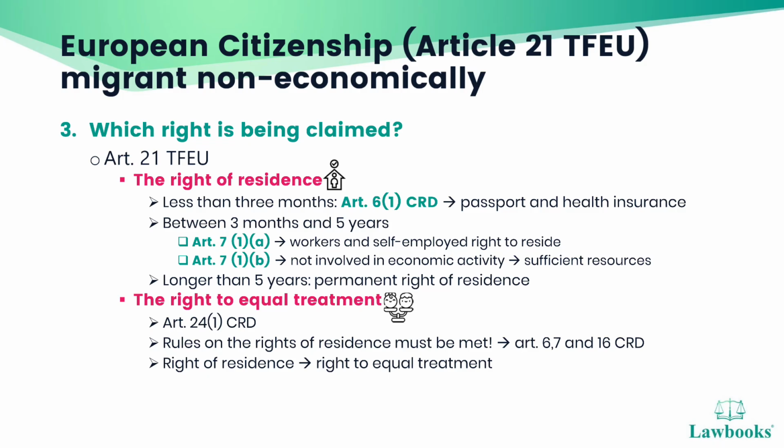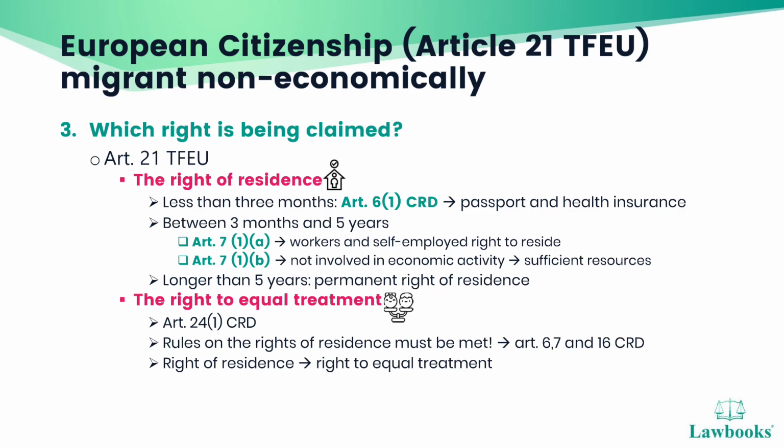But if we are claiming the right to equal treatment, dus gelijke behandeling, then we're looking at Article 24, paragraph 1 of the Citizens' Right Directive. It's actually elaborated on this article. And we're looking if we are able to meet the rules on the rights of residents. And we need to look at Articles 6, 7 and 16 of the Citizens' Right Directive.